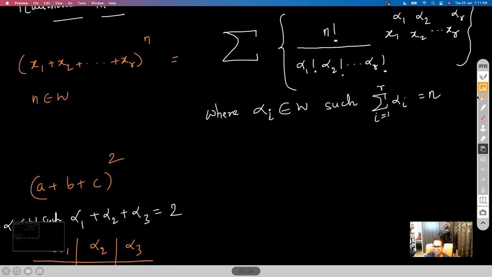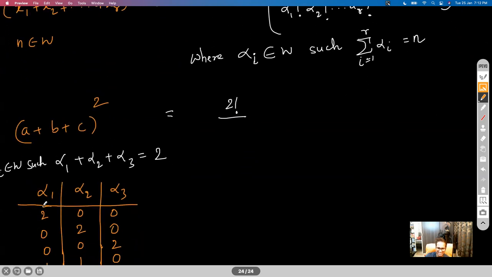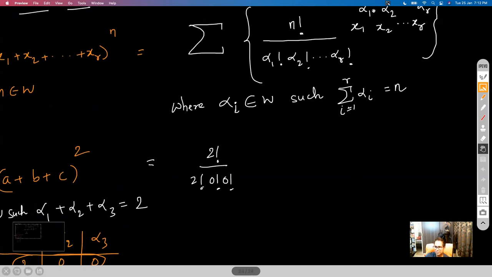Now let us make use of this summation process. It is a summation of all these kinds of terms with the various combinations of alpha 1, alpha 2, alpha 3, which you have already figured out. The first term that I will get is n factorial, which is 2 factorial, over alpha 1, alpha 2, alpha 3 factorials. As per my first case, it will be 2 factorial, 0 factorial, 0 factorial. Then x1 to the power alpha 1, which in this case is a to the power 2, x2 to the power alpha 2, which is b to the power 0, and x3, which is c to the power 0. And keep writing the summation of all such terms.